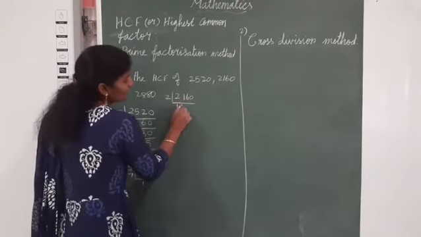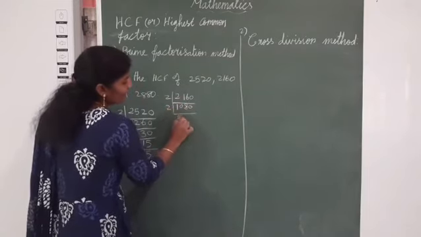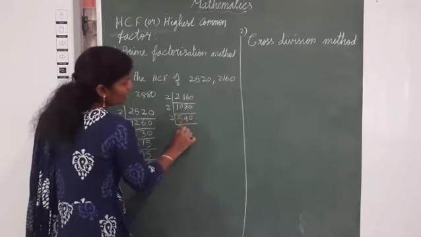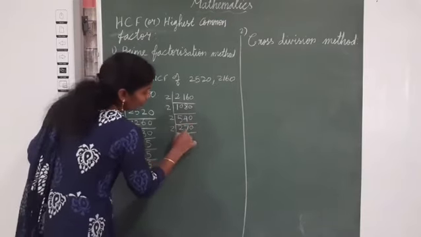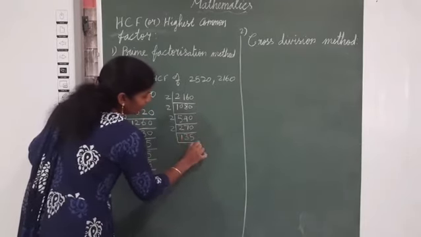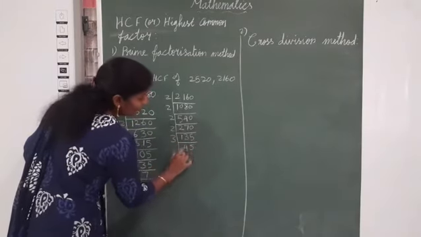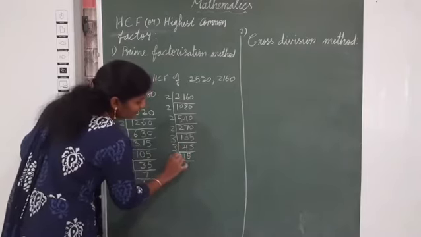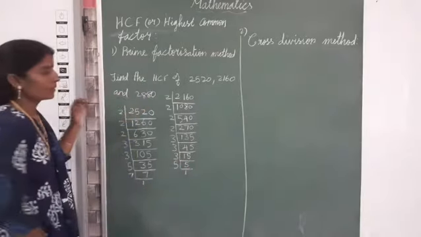Now next, 2160. 2 table, 1 2 is 2, 8 2 is 16, 0. Then 2 table, 5 2 is 10, 4 2 is 8, 0. Then 2 table, 2 2 is 4, 7 2 is 14, 0. Then 2 table, 1 2 is 2, 3 2 is 6, 5 2 is 10. Then 3 table, 4 3 are 12, 5 3 are 15. Then 3 table, 1 3 is 3, 5 3 are 15. 3 table, 5 3 are 15, 5 table, 1.